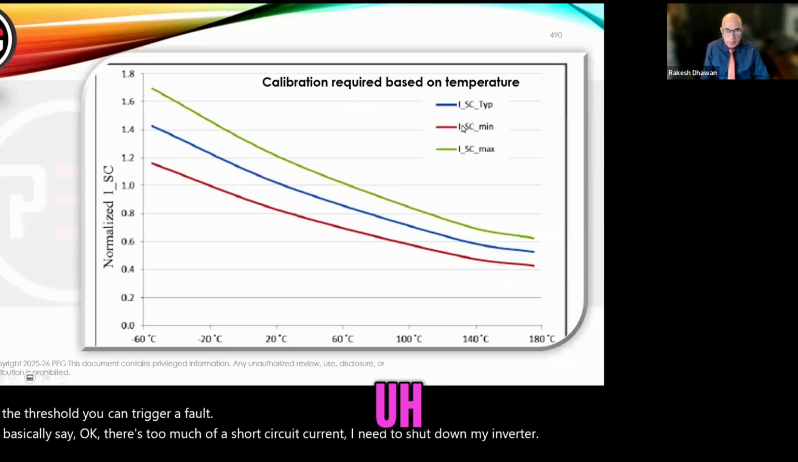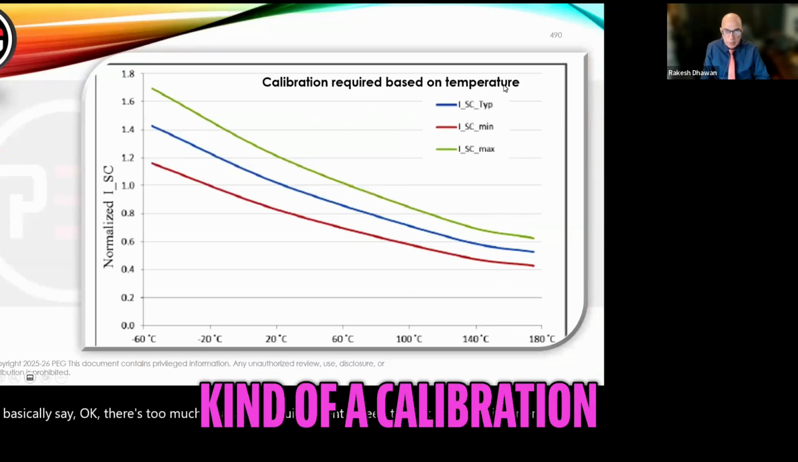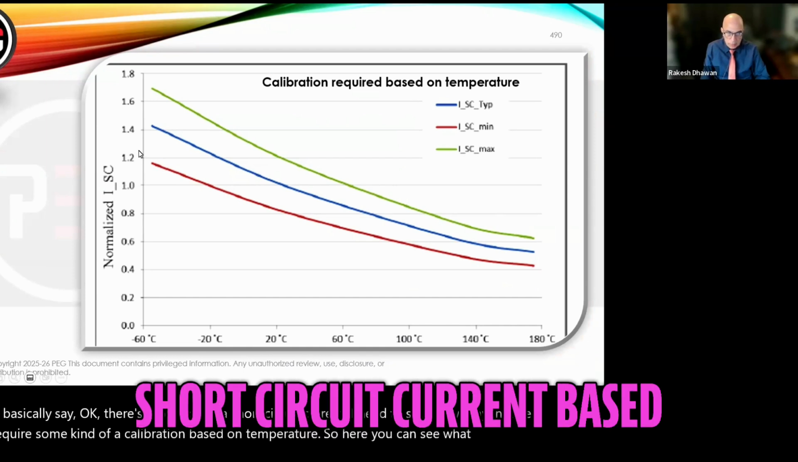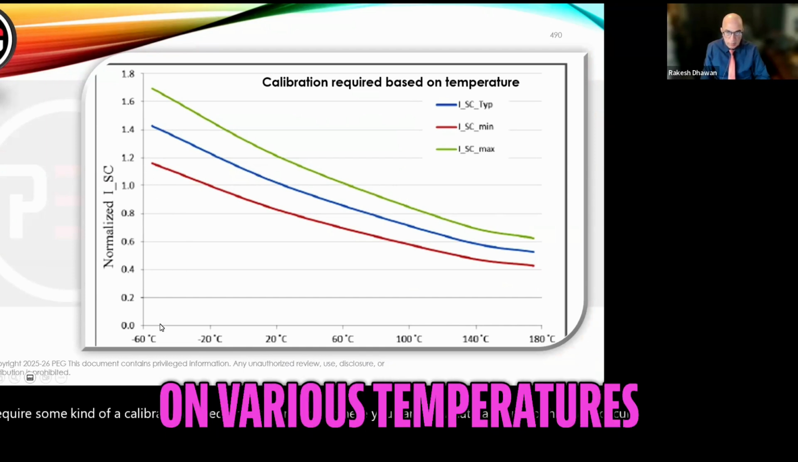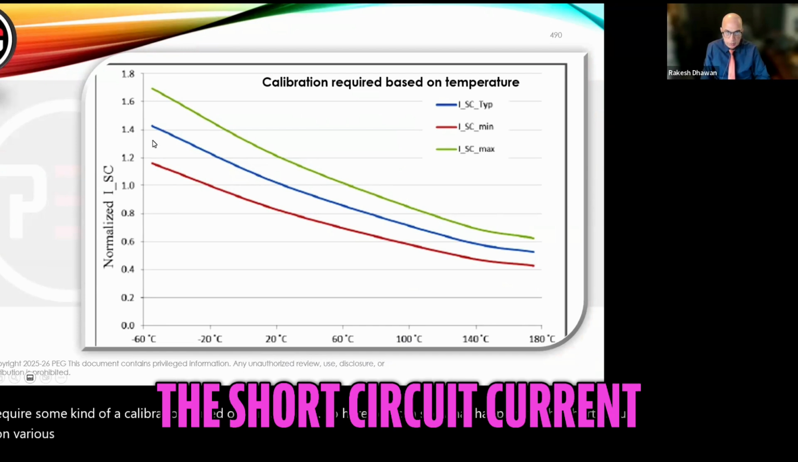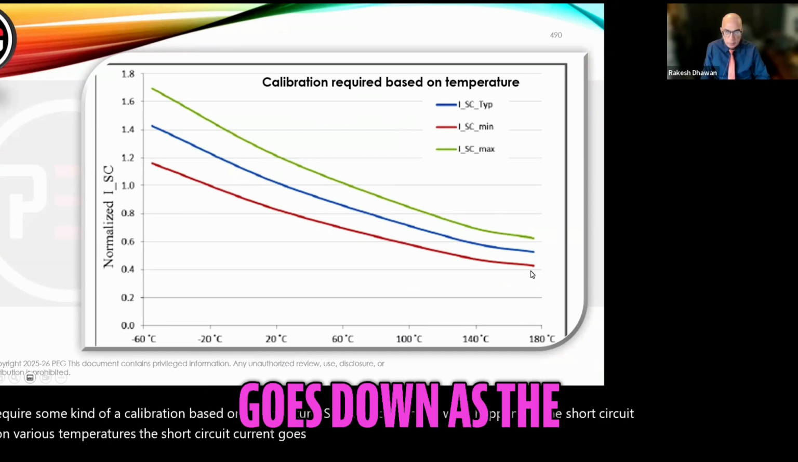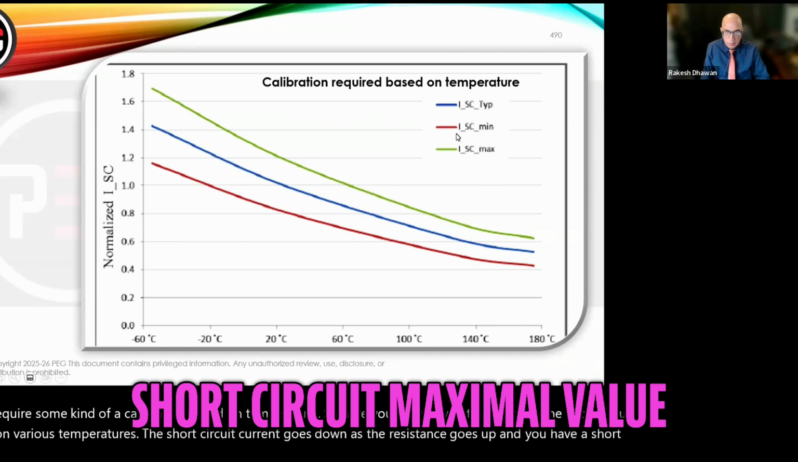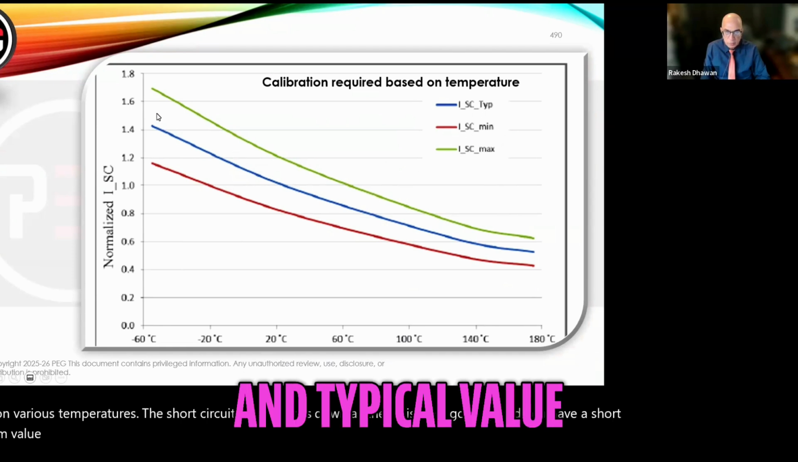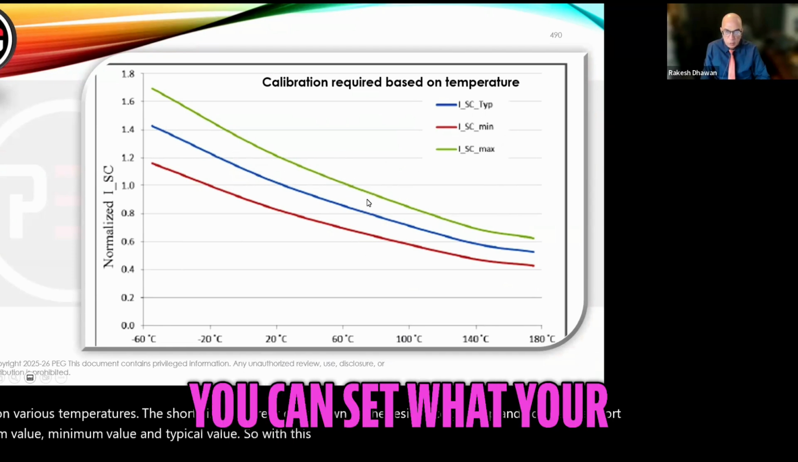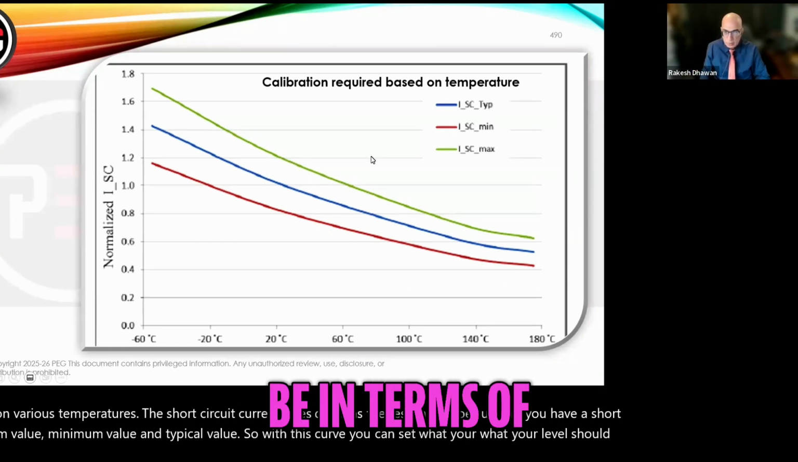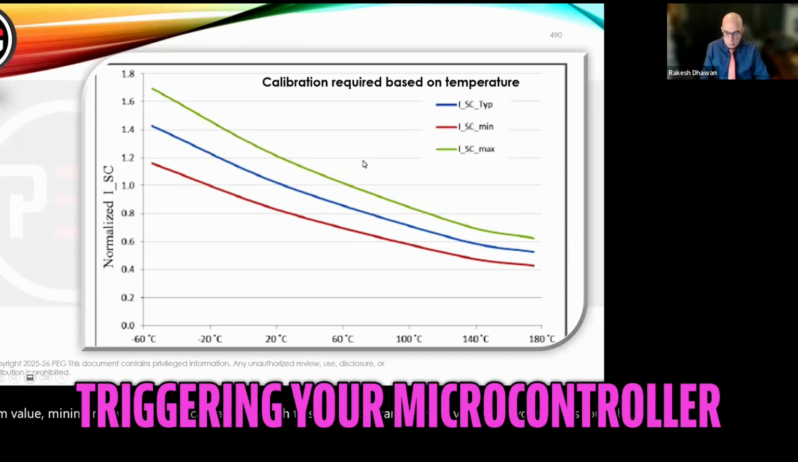Then this will require some kind of a calibration based on temperature. So here you can see what happens to the short circuit current based on various temperatures. The short circuit current goes down and the resistance goes up. And you have a short circuit maximum value, minimum value, and typical value. So with this curve, you can set what your level should be in terms of triggering your microcontroller to shut it down.